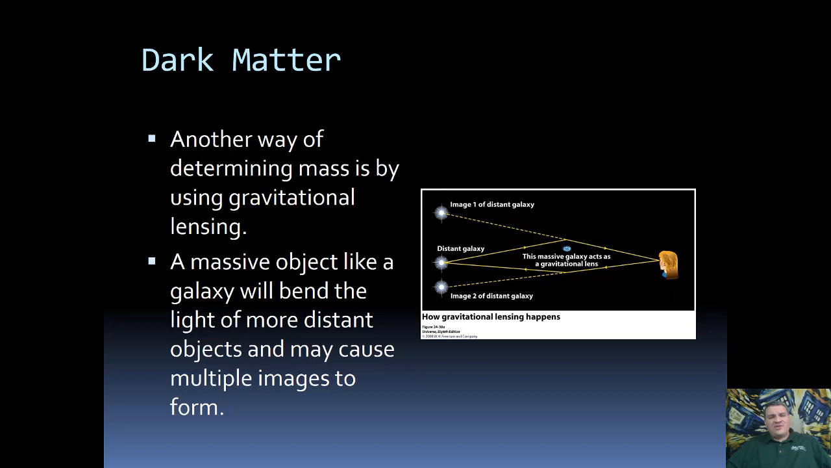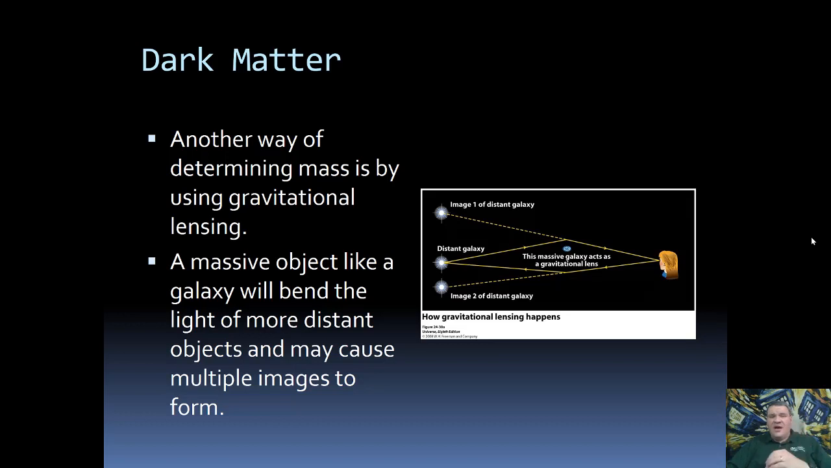Now there's another way of actually determining the mass of an object. This is through gravitational lensing. We talked a little bit about gravitational lensing back when we discussed black holes. The idea of gravitational lensing, we go back to the idea of the general theory of relativity. This states that an object of mass will curve or bend space-time. So you put in a massive object, space-time curves, and then objects traveling through space-time will also curve because of the curvature of that space-time.